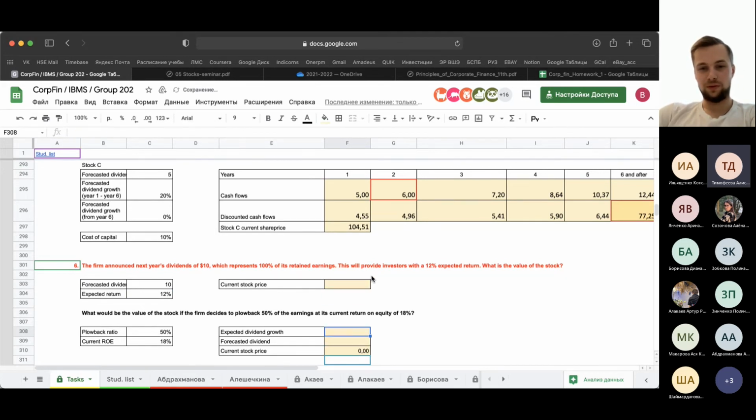Oh, I'm sorry, I have shown you the numbers. Okay, so you should find the current stock price and then make some recalculations for the situation when the payout ratio is not 100% but 50%. So some part of the earnings is reinvested in the company. This example will show you that reinvestment is quite beneficial for the stock price, and a lower dividend today can mean higher dividends in the future.